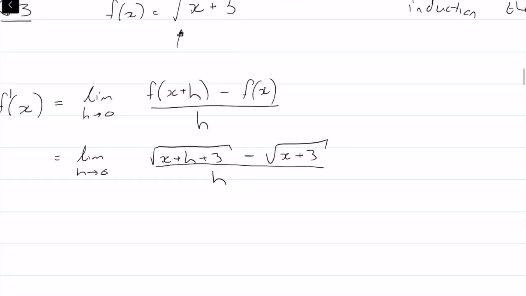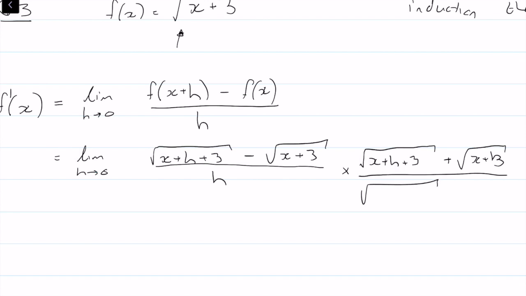Okay, and when we have square roots, a common practice is to multiply by the conjugate. Okay, so let's go ahead and do that. So we're multiplying by the conjugate. Okay, so we're basically multiplying by 1 because the top and the bottom are both the same, and by conjugate all we did was change the sign here.